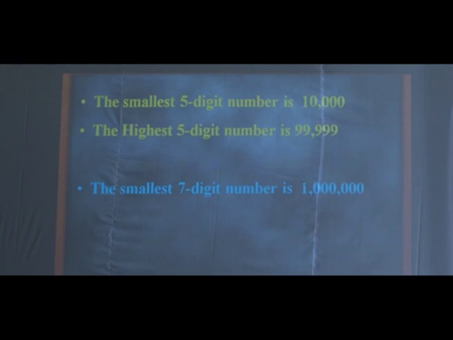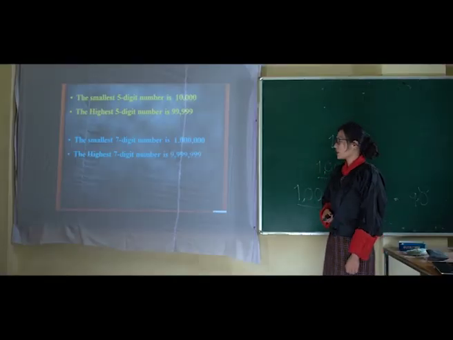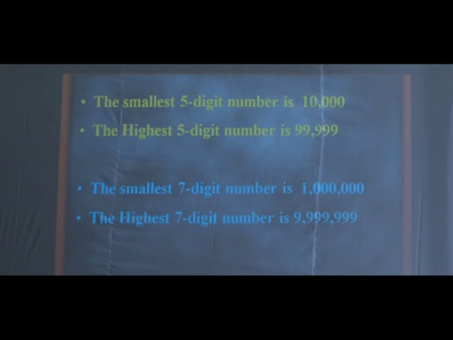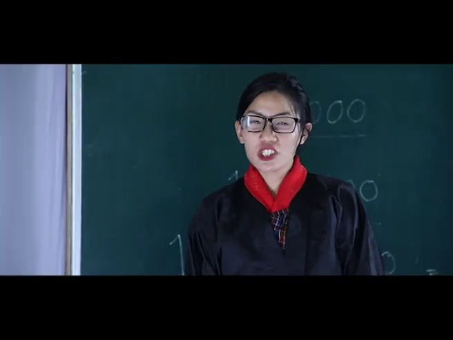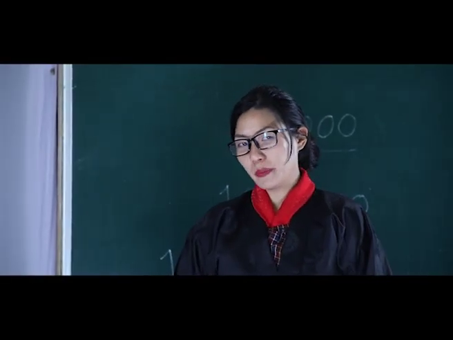7 digits, right? The highest 7-digit number is 9,999,999. 7 nines, okay? The smallest 10-digit number is 1 billion. And the highest 10-digit number is 9,999,999,999. 10 nines, okay? Let's look at addition and subtraction of 5-digit numbers.